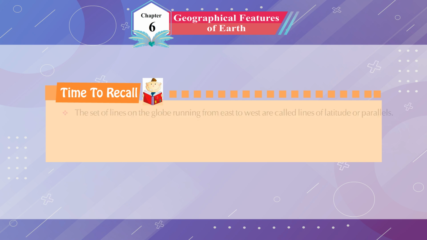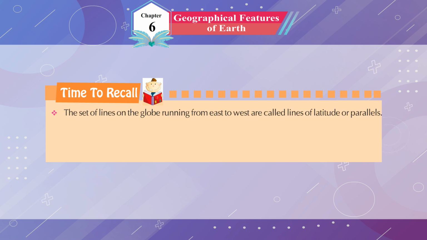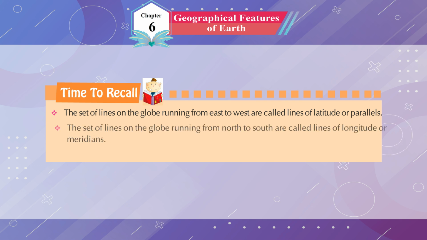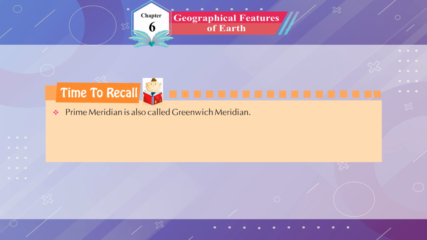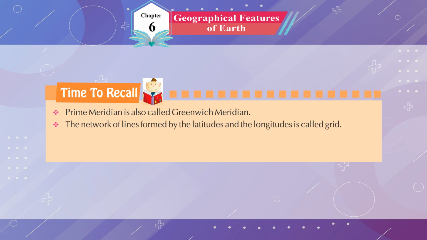Time to recall. The set of lines on the globe running from east to west are called lines of latitude or parallels. The set of lines on the globe running from north to south are called lines of longitude or meridians. Equator is the longest latitude. Prime meridian is also called Greenwich meridian. The network of lines formed by the latitudes and the longitudes is called grid.